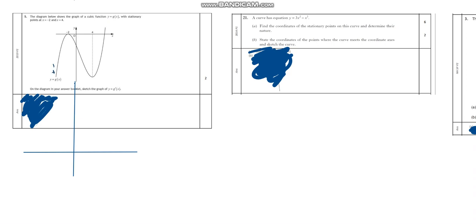The gradient here is positive because we're going in that direction, aren't we? Positive, positive, positive, positive, positive, and then we get to here, and the gradient is 0, and then it's negative, negative, negative, negative, negative, and then we're at 0 because it's a stationary point, and positive, positive, positive, positive all the way along.